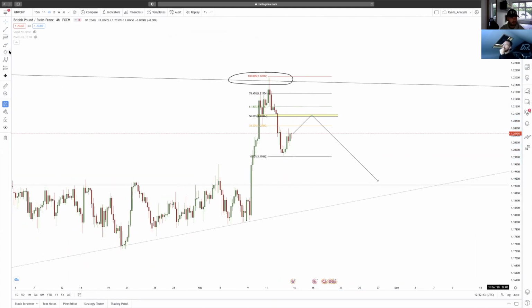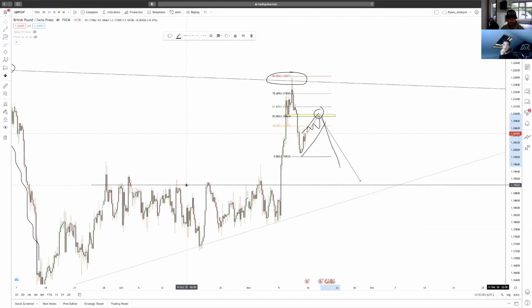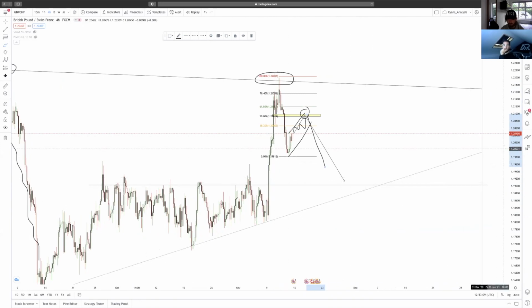What we would like to see is some sort of correction, could be anything, some sort of channel, back into this region up here. Once we start to get our sell signal here, we will then look to take a position to the downside. That will give us a nice 1, 2, 3, 4, 5, potentially back down to this area of significance down here, because as you can see, this area is very, very messy. So that's where our target will be.